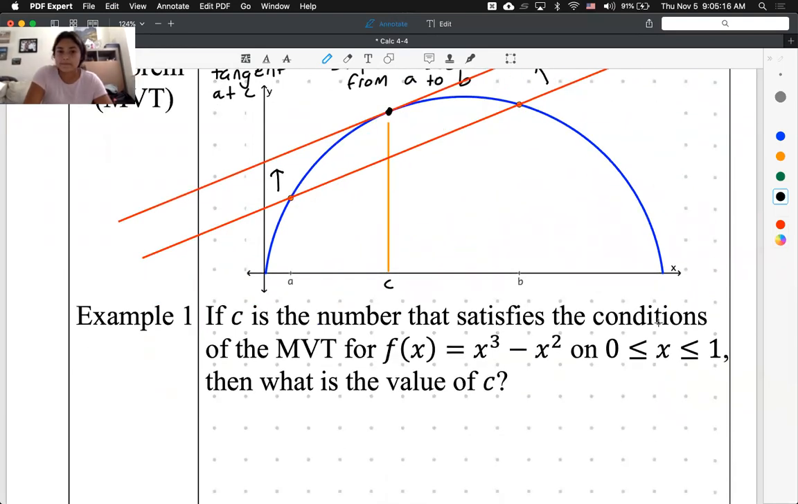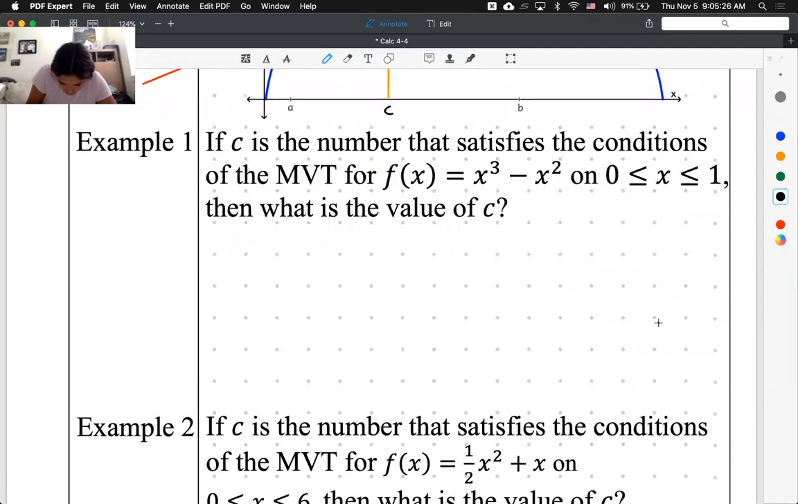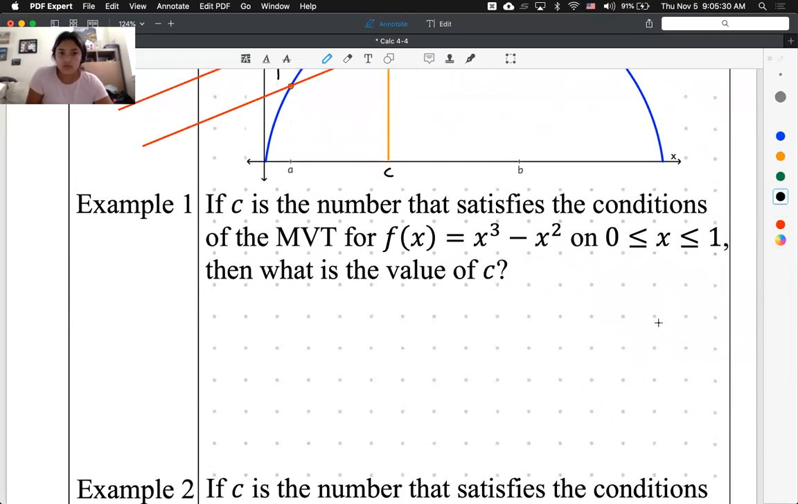All right, so any questions on our graphical representation of what's going on? All right, moving on to example number 1. If c is the number that satisfies the conditions of the mean value theorem for the function x cubed minus x squared, and it tells me the range to look at, only look between 0 and 1, what is the value of c?